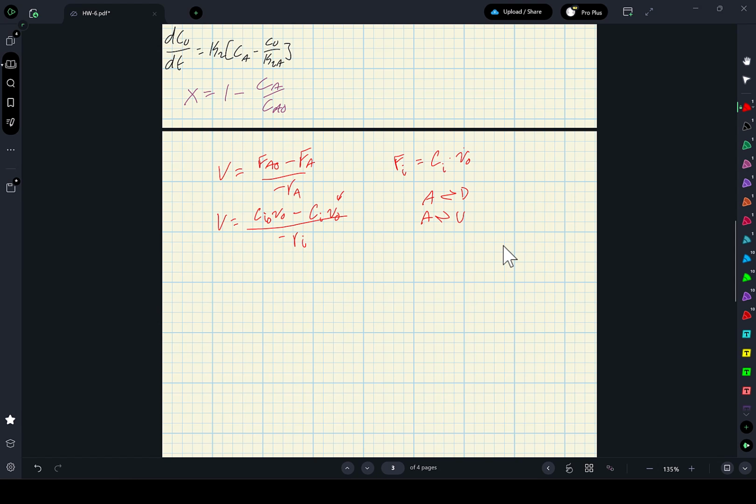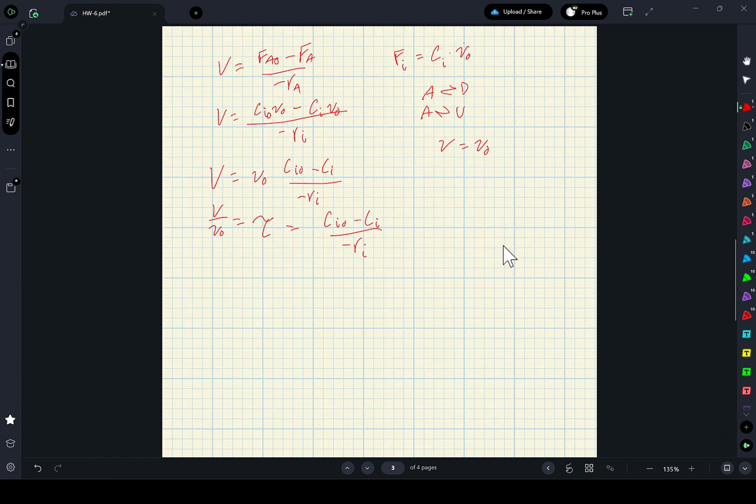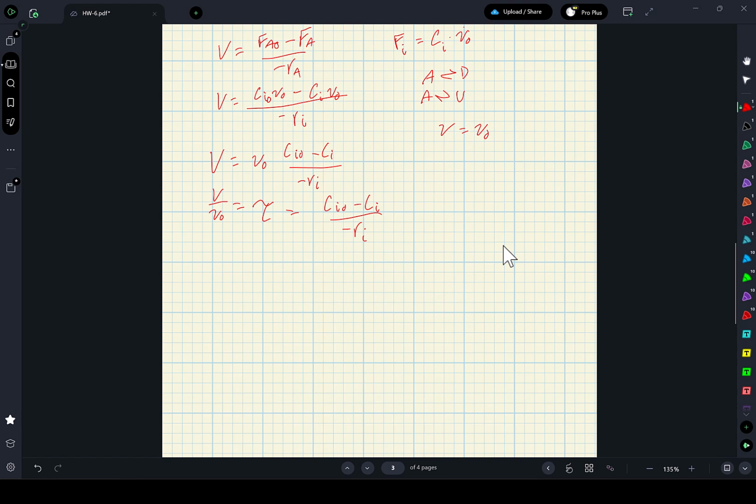Technically this should be just V, but V is going to be equal to V naught because we're not experiencing any expansion coefficients. We're not getting any changes in volume due to stoichiometric effects. So we can just say this is V naught, which means we can factor it out and say that V is equal to V naught times Ci naught minus Ci, over negative Ri. If we divide, we get V over V naught, which is just our residence time, and that is equal to the initial concentration minus the final concentration over our rate of reaction. That is going to translate for each of the different concentrations, which I will show here.